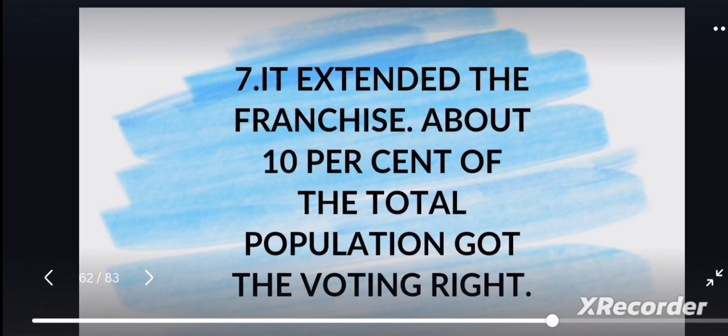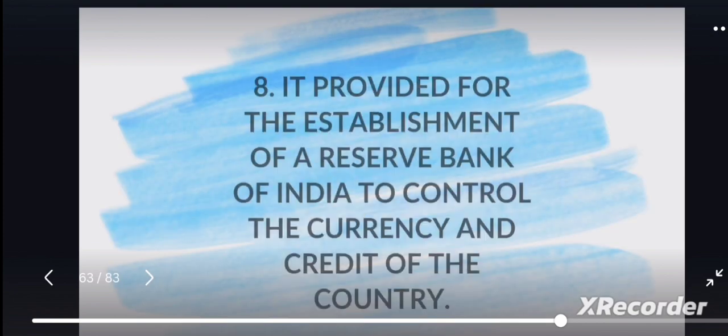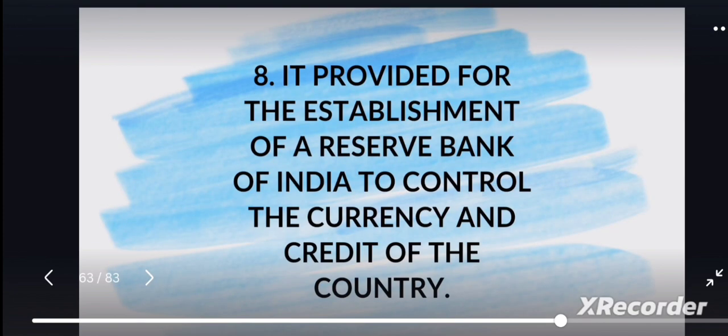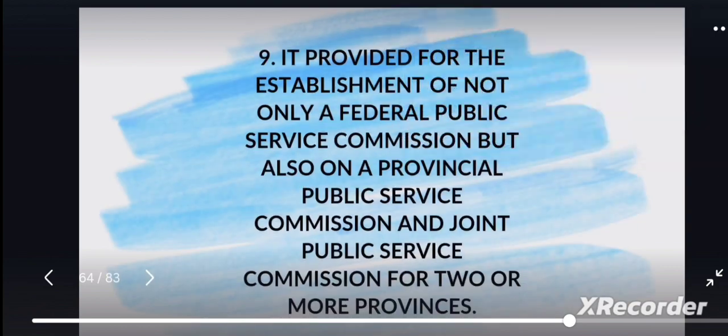It extended the franchise. About 10% of the total population got voting rights. It provided for the establishment of the Reserve Bank of India to control the currency and credit of the country. It provided for the establishment of not only a Federal Public Service Commission but also a Provincial Public Service Commission and a Joint Public Service Commission for 2 or more provinces.